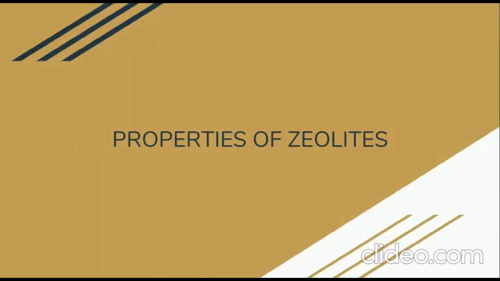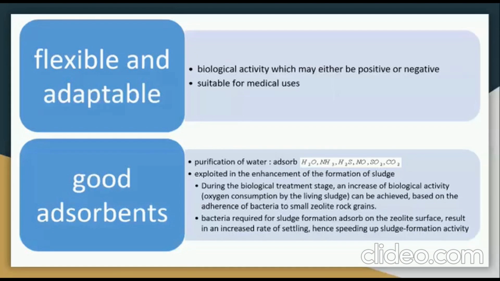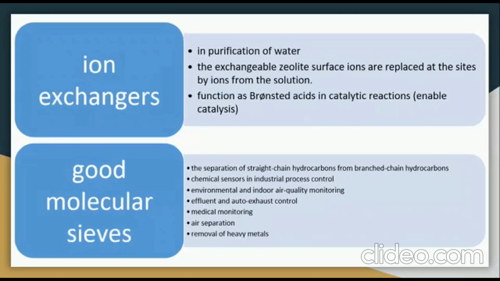Okay, my name is Siti Nurul Hafiza binti Zulkifli. My metric number is 192042 and I'm going to proceed with the properties of zeolite. There are four properties of zeolite. The first is that it is flexible and adaptable, the second is that it is a good absorbent, the third is that it is a good ion exchanger, and the fourth is that it is a good molecular sieve.